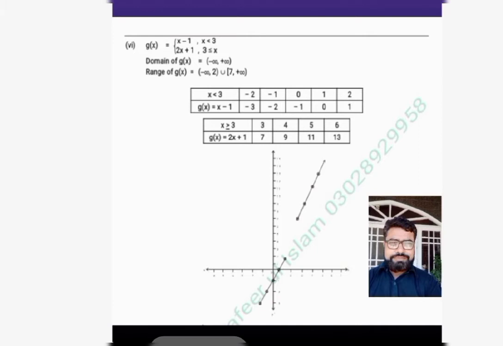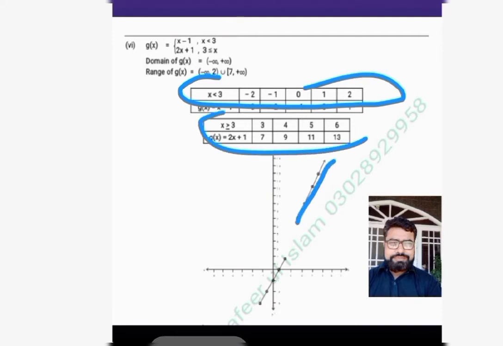Now you can plot the graph as I have told in the last part number 5. You can make it very easily. For this function, this is the graph, and for this function, here is the graph.